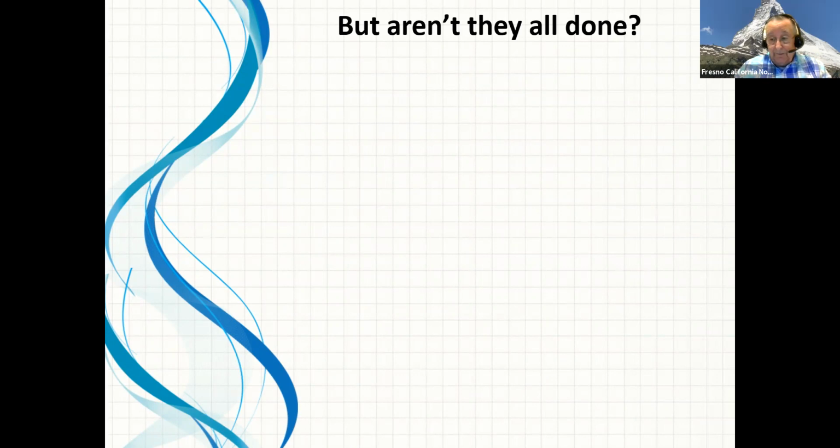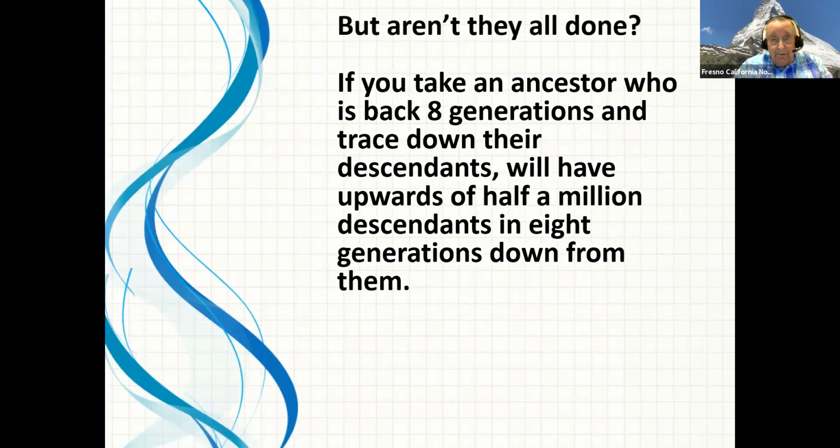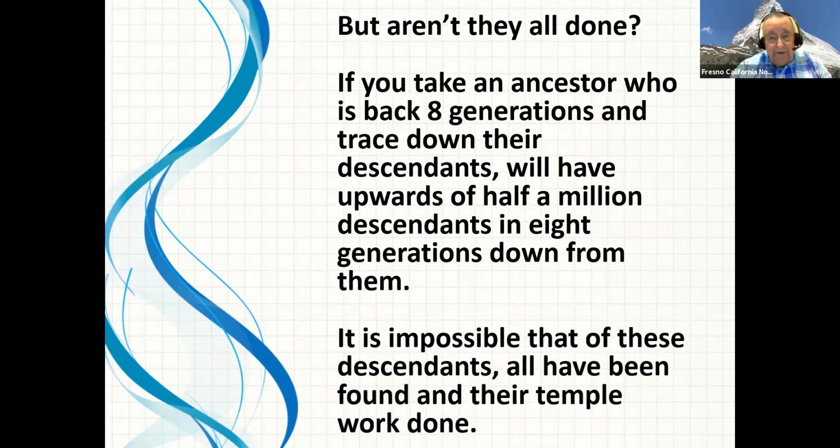The question always comes, and you get this from some of your patrons, well, isn't it all done? A good example for that is if you pick an ancestor that's back 8 generations, and you presume that the average family had about 5 children that had kids, and they left descendants, and you follow that down 8 generations, you're going to come to close to 500,000 descendants for that one person. And I think there's either 125 or 250 pairs of ancestors that far back, each of them having about 500,000 descendants. So it's physically impossible that all those descendants have been found. And even if they're found, that all of them have had their temple work done. We just haven't done that much temple work to cover the millions and millions of people out there.